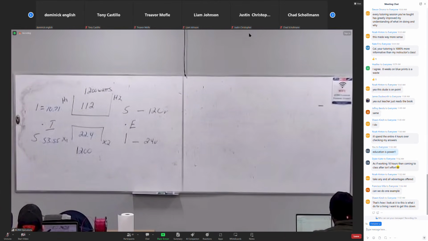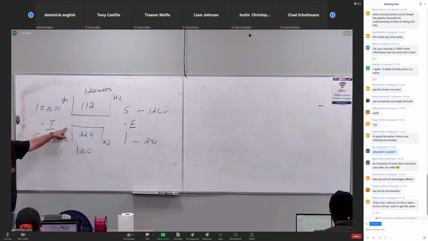Okay. 3-phase transformers are the exact same thing. Except you don't use line values, you use coil values. 3-phase transformers are nothing but 3 of these connected together.